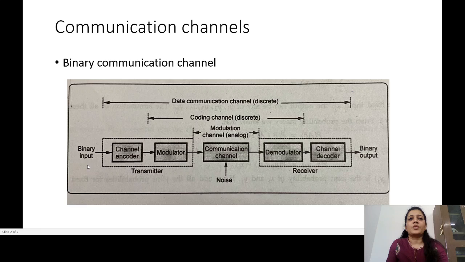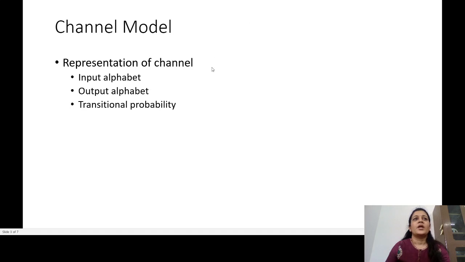The output of this channel decoder is the binary output, which is actually an approximation of our binary input. Now, how do we represent this channel? Because if we cannot represent the channel mathematically or do not use any model, then the analysis would be quite difficult. So we will consider the various components that are helpful in representing the channel. The channel model can be represented with the help of three components: an input alphabet, an output alphabet, and a transition probability.